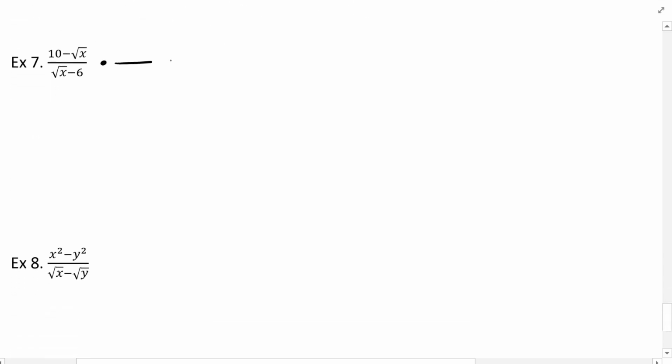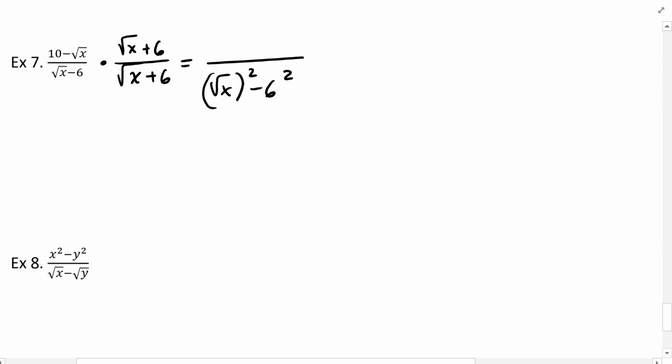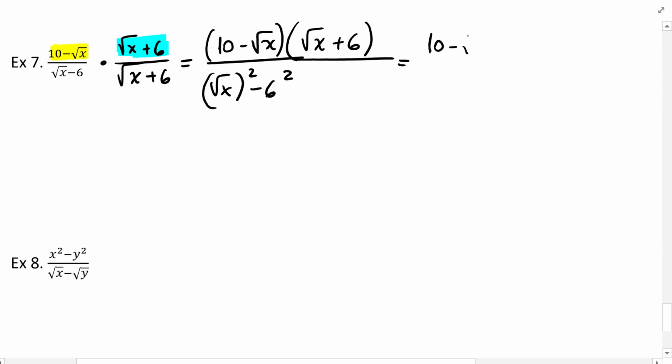So here again, the denominator is square root of x minus 6. Let's multiply by square root of x plus 6. And so the denominator is square root of x squared minus 6 squared. And the numerator has these terms and these terms. Make sure you put them in parentheses because you want to make sure you are multiplying the whole numerator by the whole numerator of the second fraction. So we leave it (10 minus square root of x) times (square root of x plus 6) over, and the denominator is x minus 36.